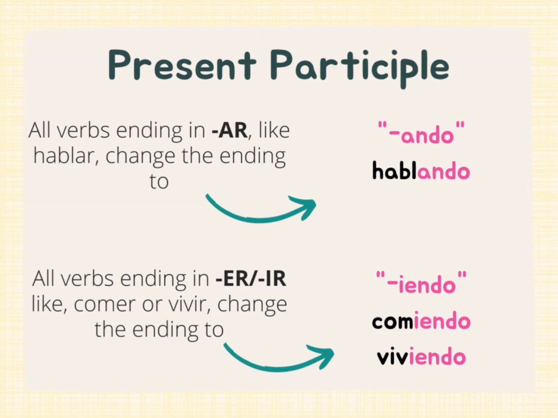Now here we have the ER and IR verbs like comer and vivir. We're going to drop the ER or the IR, and we're going to add I-E-N-D-O, iendo. So for comer, we have comiendo, and for vivir, we have viviendo. These are all the present participle for the AR, ER, and IR verbs.